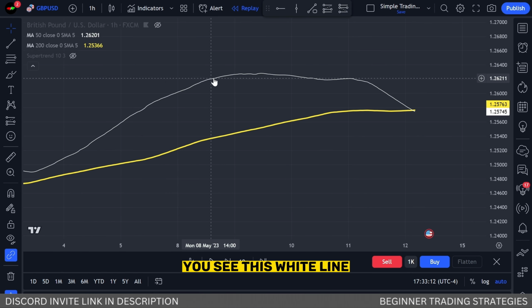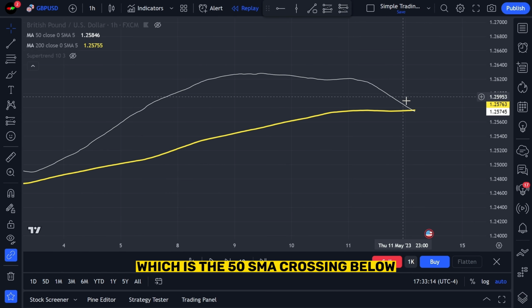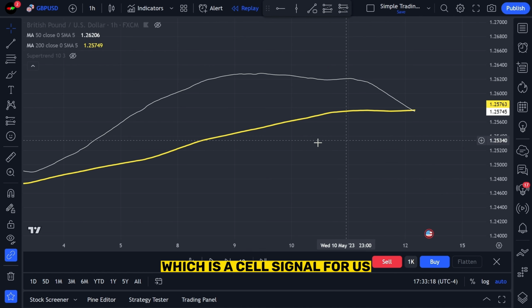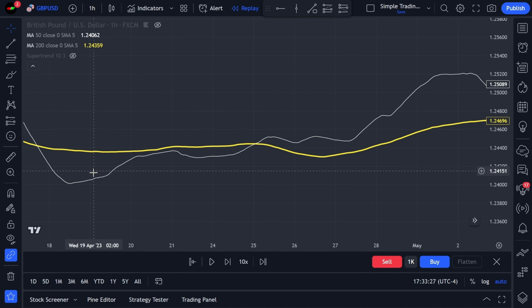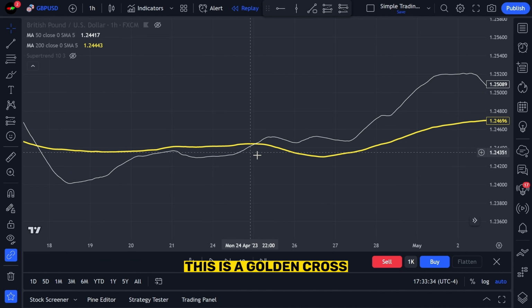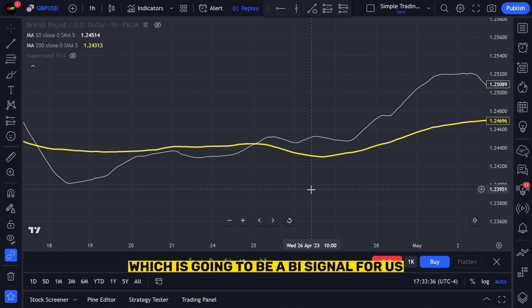You see this white line, which is the 50 SMA crossing below the 200 SMA from above? This is a death cross, which is a sell signal for us. And this time when the 50 SMA crosses above the 200 SMA from below, this is a golden cross, which is going to be a buy signal for us.